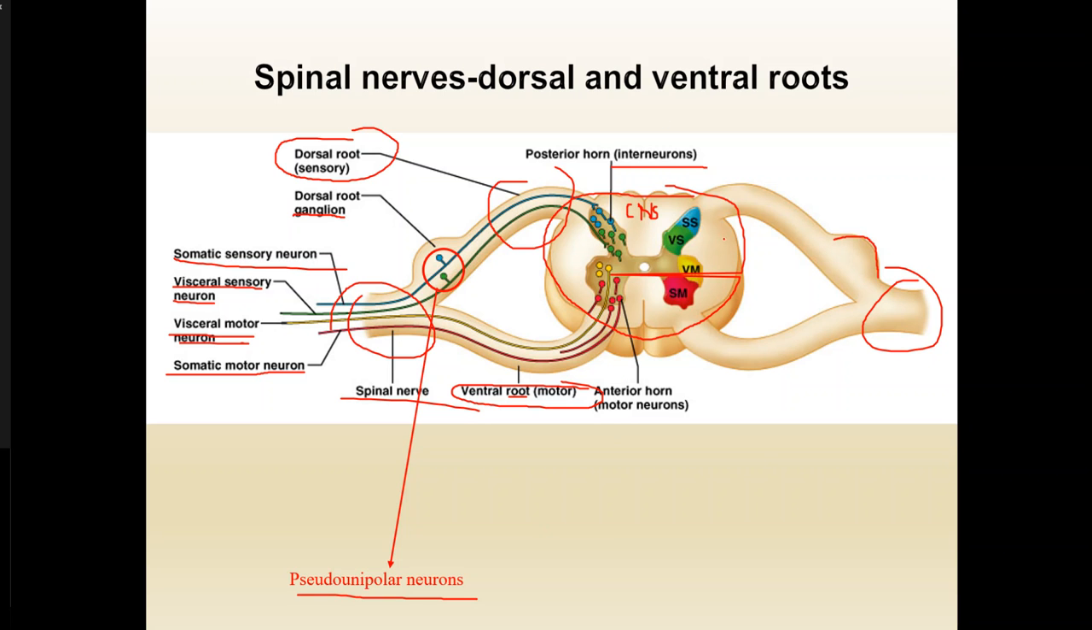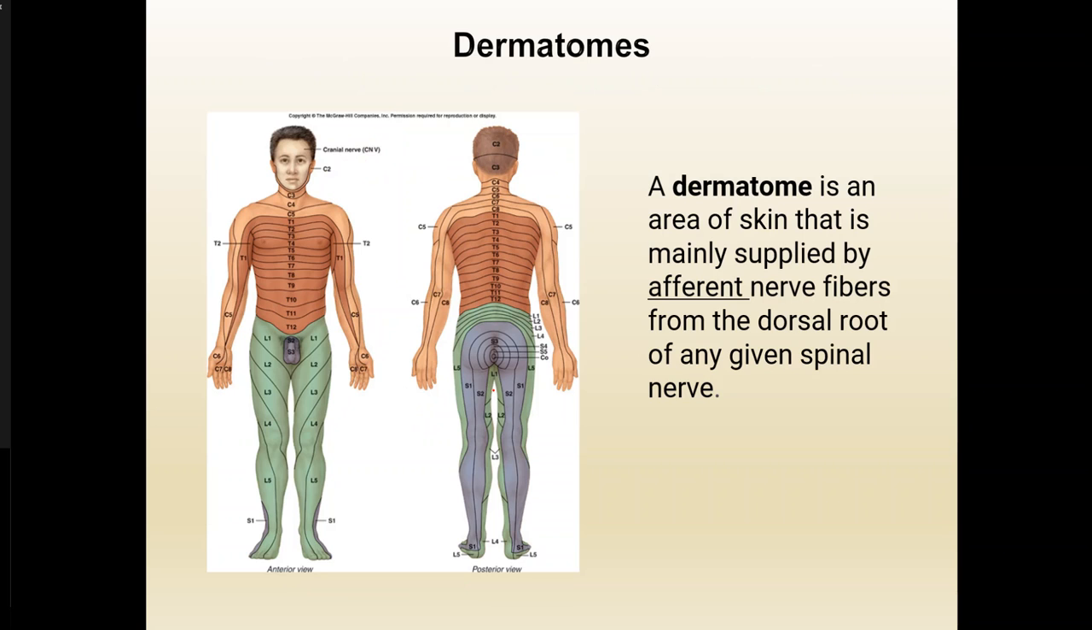Okay, and so here in this other representation, it shows you a map, basically. SS, VS, VM, SM, what does it stand for? Somatic sensory, visceral sensory, visceral motor, somatic motor. Okay, that's what it stands for.